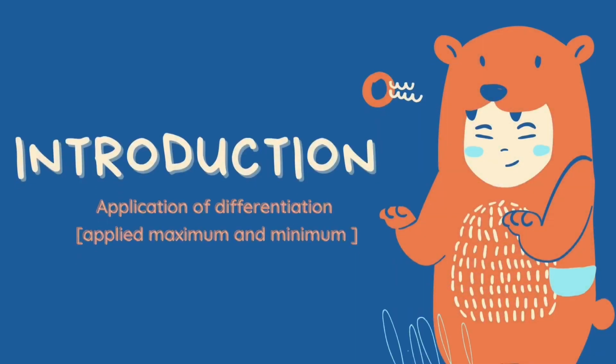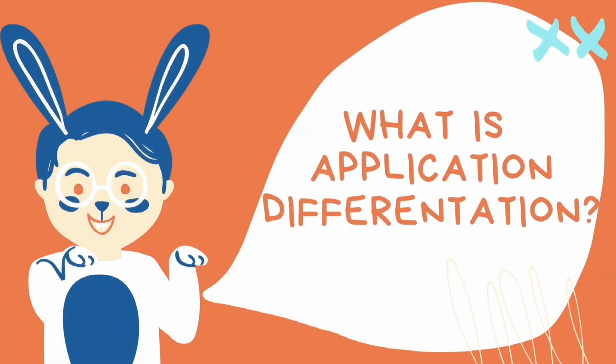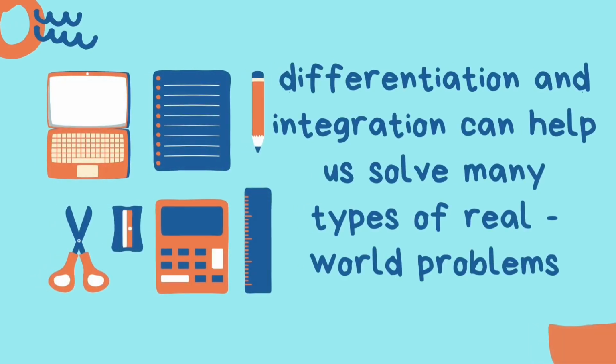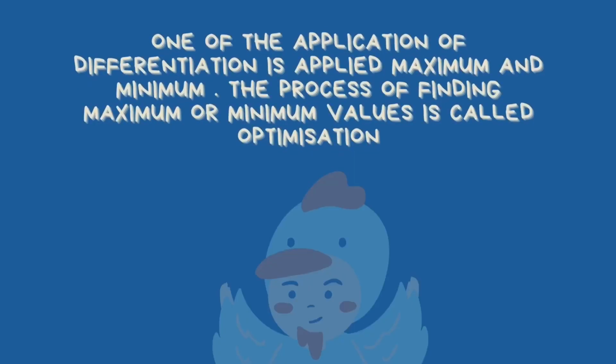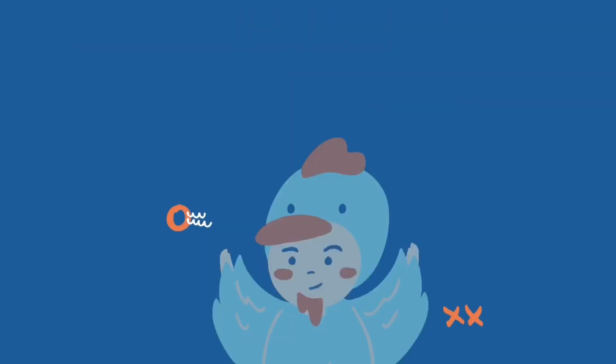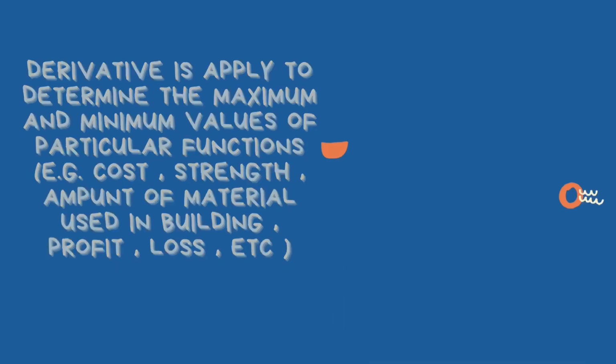Hi guys, I want to tell you about the introduction of application of differentiation. What is application of differentiation? Differentiation and integration can help us solve many types of real-world problems. One application of differentiation is finding maximum and minimum. The process of finding a maximum or minimum value is called optimization. Derivative is applied to determine the maximum and minimum value of a particular function.